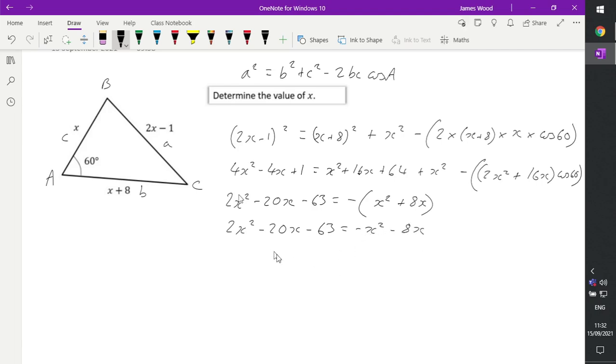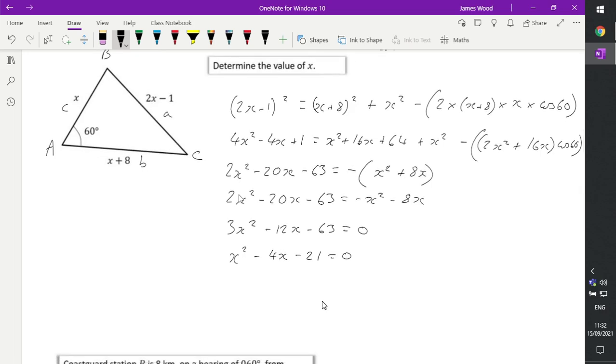Let's move these two terms to the left-hand side. So I've got 3x squared minus 20 plus 8, so it's going to be minus 12x, and then minus 63 equals 0. So we've now just got a nice quadratic. Okay. I'm actually going to divide it all by 3 as well to make it even nicer. So it'll be minus 21 equals 0.